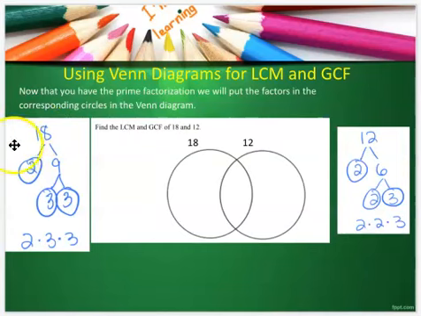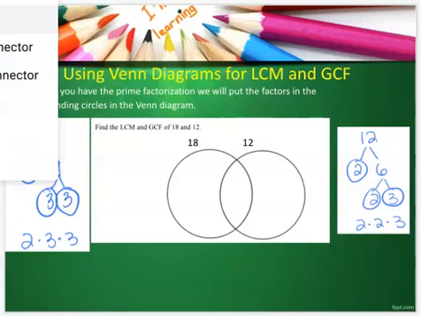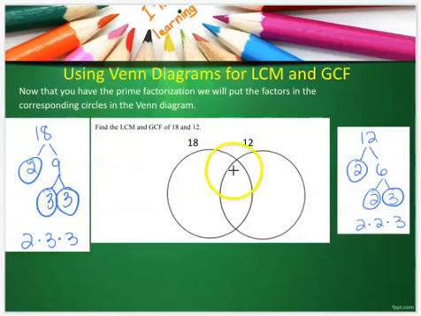All right, so I wrote my prime factorization of 18 on the left side, so it comes out to 2 times 3 times 3, and my prime factorization of 12 on the right side, which is 2 times 2 times 3. So now that I have the prime factorization, we're going to put the factors in the corresponding circles in the Venn diagram. So the first thing I look for is any common factors. Since I see that there is a 2 in both lists, I'm going to write a 2 in the intersection of this Venn diagram. So there's my 2.